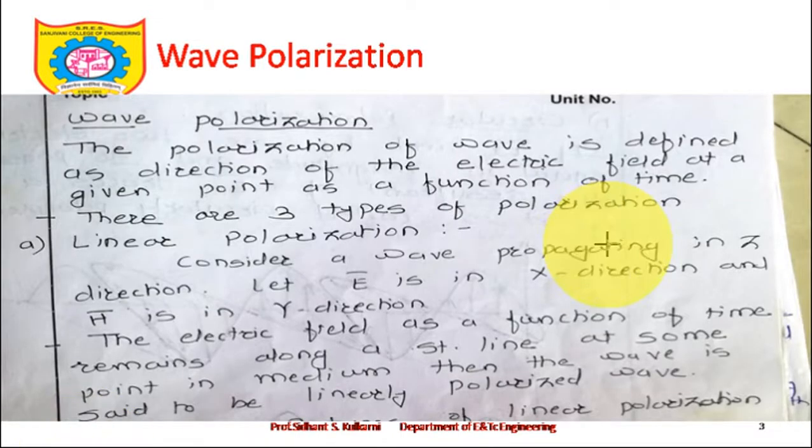Let's go back to here. So there are basically three types of polarization. First is linear polarization. Okay, so let's take an example. Consider a wave propagating in the Z direction. Let E bar be in the X direction and H bar in the Y direction, that we already talked about. If the electric field as a function of time remains along a straight line at some point of the medium, then the wave is said to be linearly polarized.